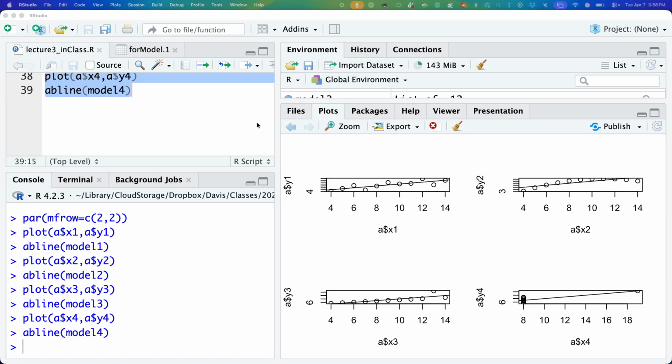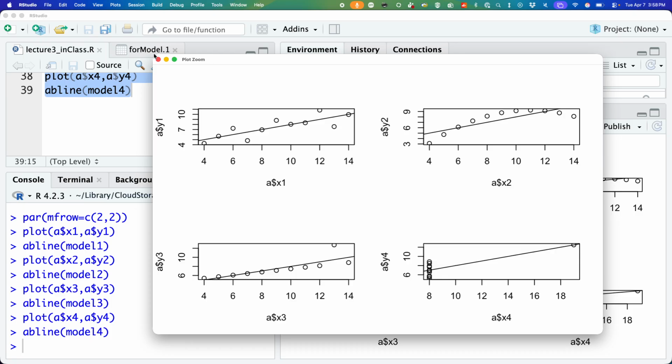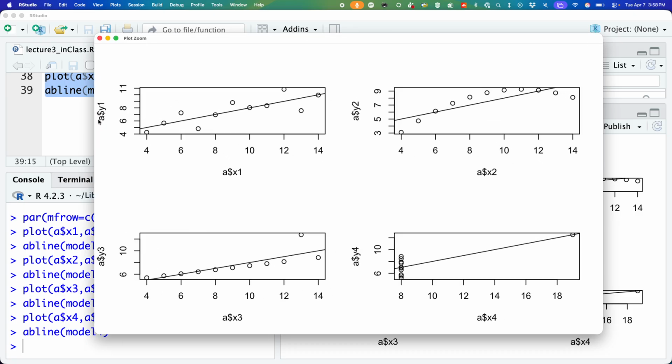Oh, hang on. Figure margin's too large. All right, here's what the data looks like for our quartet.